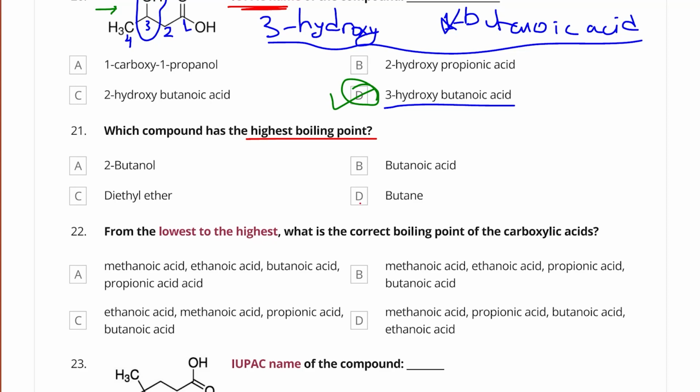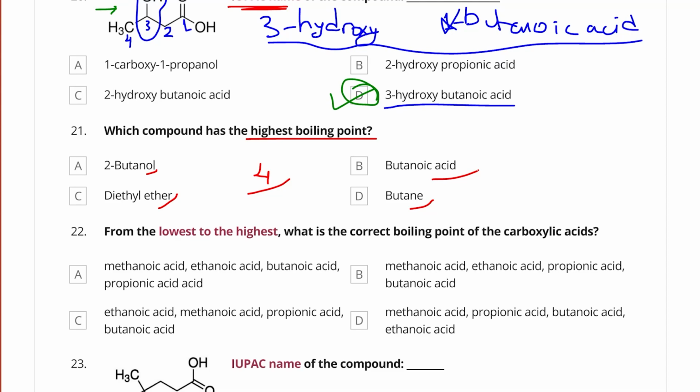What is the common feature of these compounds? Because we should find the common feature and then a different feature. So there must be something comparable. The common feature here is that all given compounds carry 4 carbon atoms as a backbone, but they differ in the functional group. So this is an alcohol, an ether, an alkane, and a carboxylic acid. So we have to order them according to the functional group they carry. And the answer is very easy.